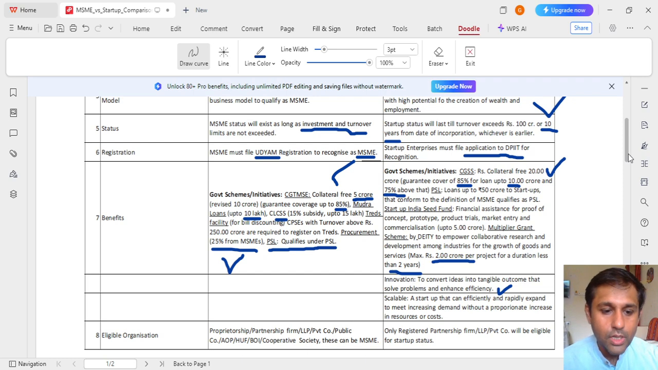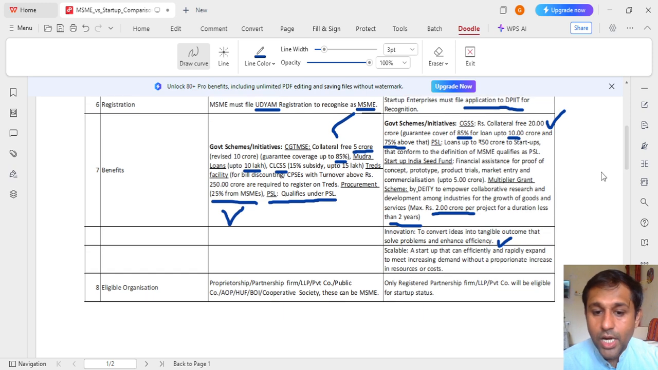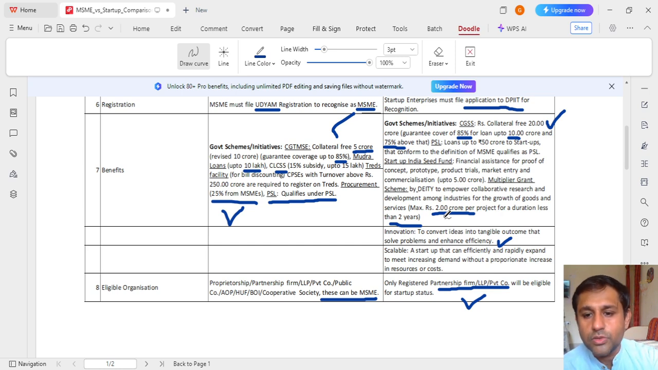So these are some of the benefits or initiatives by the government to support the MSME and startup culture in India. Eligible organizations under MSME can be a partnership firm, proprietorship firm, LLP, private company, public company, AOP (association of persons), Hindu undivided family, body of individuals, or cooperative society. Any of these legal entities can be an MSME, whereas only a registered partnership firm, LLP, or private company will be eligible for startup status. But there is more to startups. This was more on the bank loan part, which, as we can see, favors MSMEs as of now.